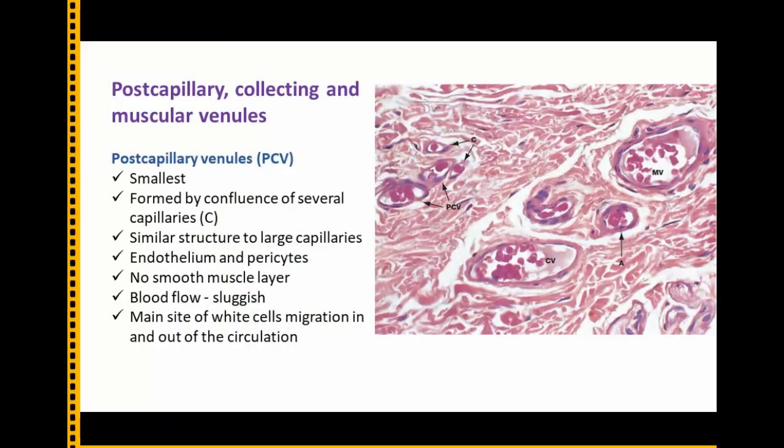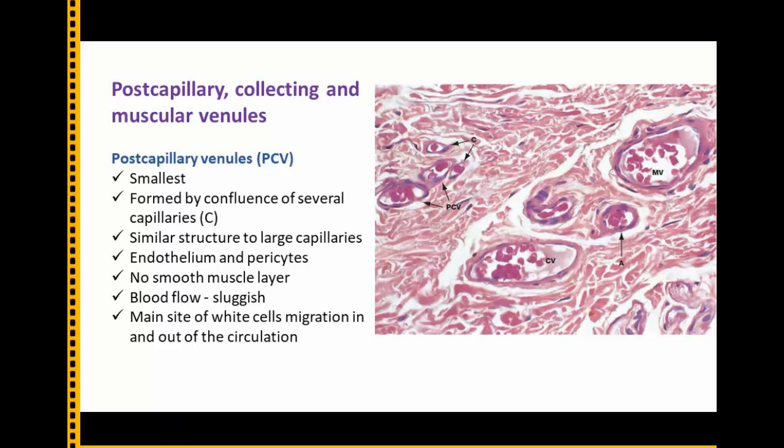We had stopped discussing the microcirculation by capillaries, so let's start from there. After capillaries, we have the post-capillary venules. These small ones are the smallest of the venous system. They are formed by the confluence of several capillaries. The blood in the capillaries will drain into post-capillary venules.